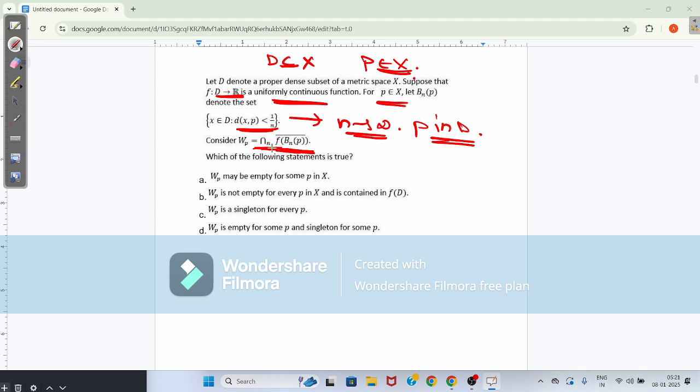This WP will have a singleton for every value of P. If the value of F is arbitrarily close to P, then WP contains a singleton value here. So this is the correct option for every value. The option given for some value is not correct. D has an empty set? No, it has one value. D is not empty for P in X and contained in F of D? No, it has a singleton for every value of P. This is the correct option here.